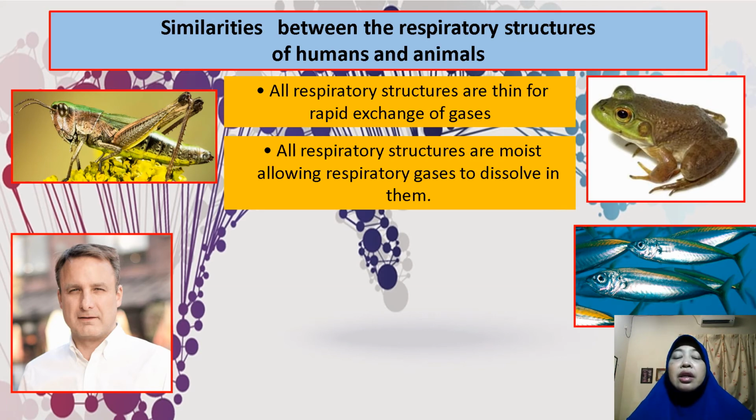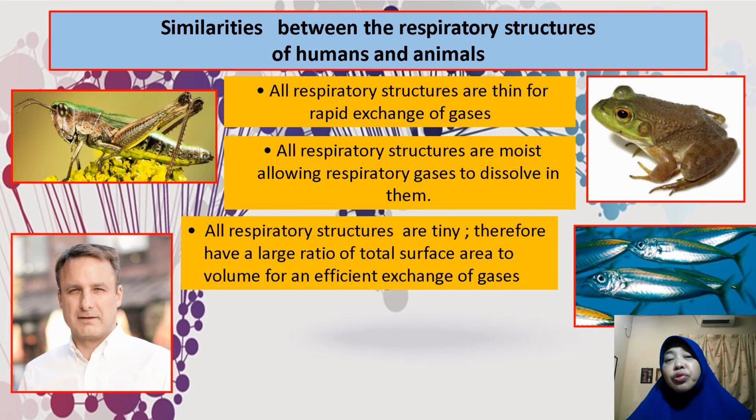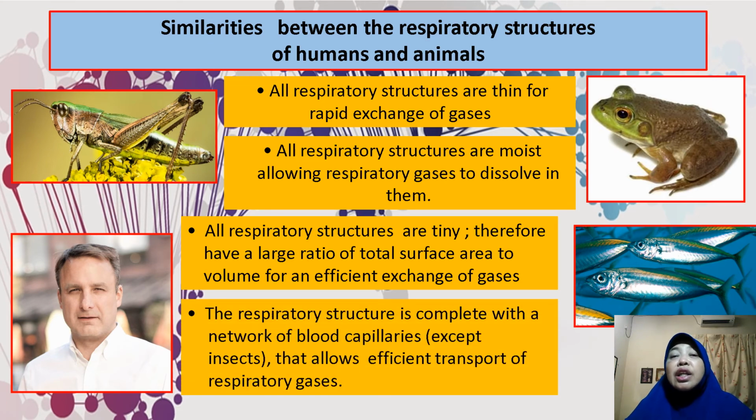The structures are also tiny. The lamellae are tiny, the tracheoles are tiny, the alveoli are tiny. The reason for being tiny is to have a large total surface area to volume ratio so that more exchange of gases can occur. And the last one, there are numerous respiratory structures found, to increase the surface area.